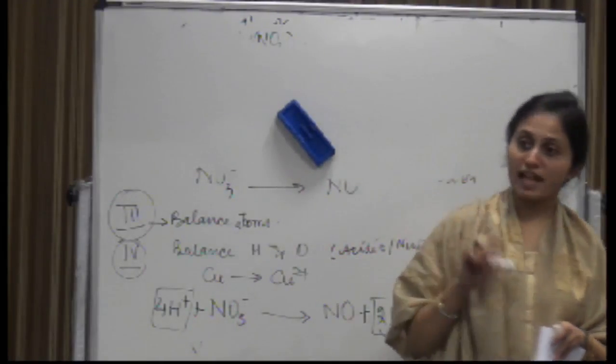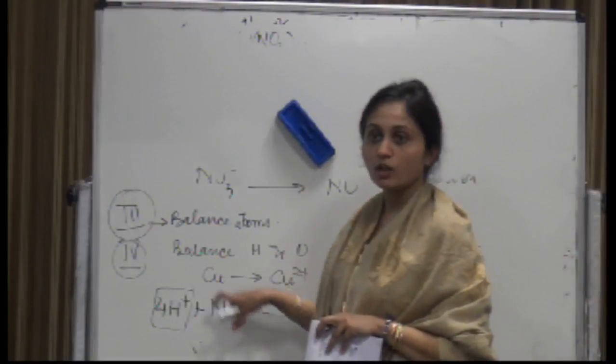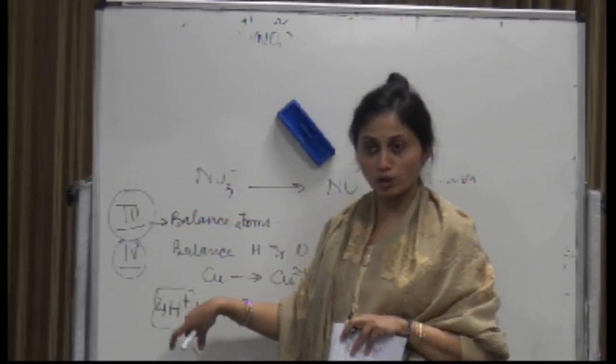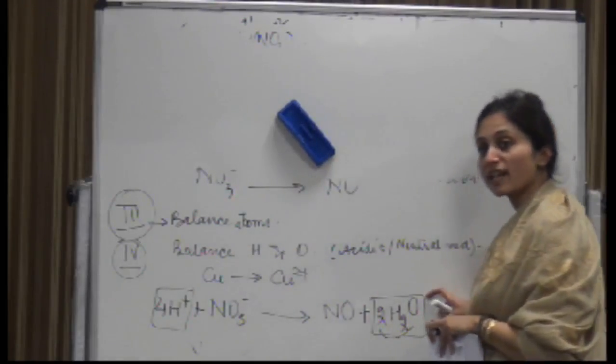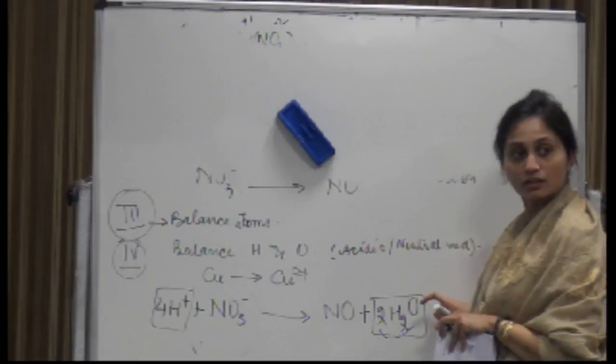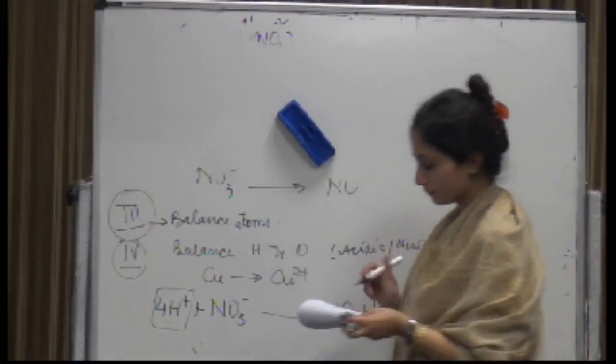Had this been in the alkaline medium, तो alkaline medium में क्या करते हैं? जितने oxygen extra हैं, उतने we would have added water molecules to the same side and then balanced it with OH minus ions to the other side. Got it? Because it's in alkaline medium. So we would have taken it like that.